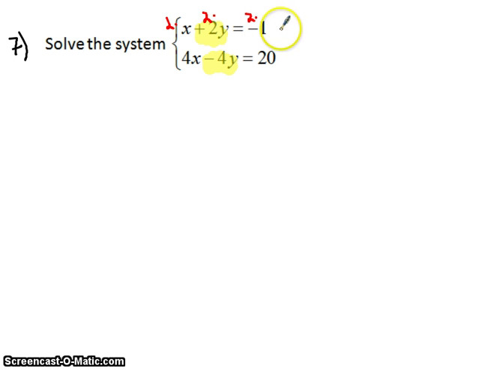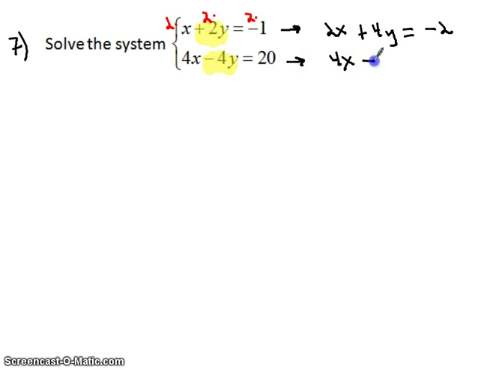I'll rewrite my new equation to the right. 2 times x, 2x, plus 2 times 2y is 4y. It's equal to 2 times -1, which is -2. And I'll copy the second equation directly beneath it. 4x, -4y is equal to 20. I can now add straight down to get my zero pair.